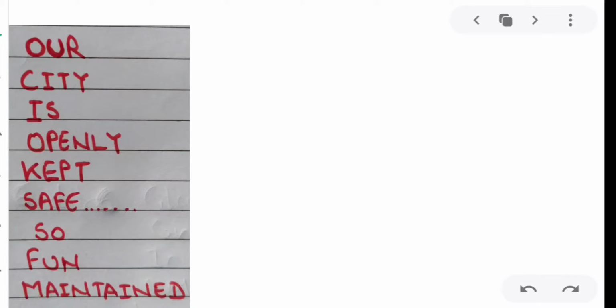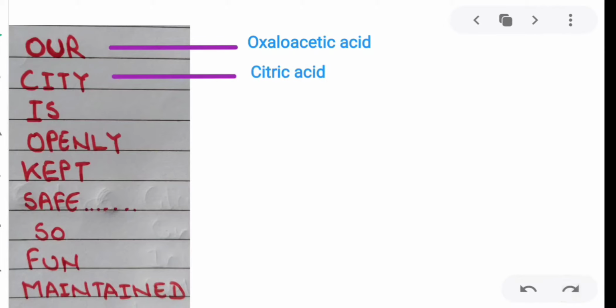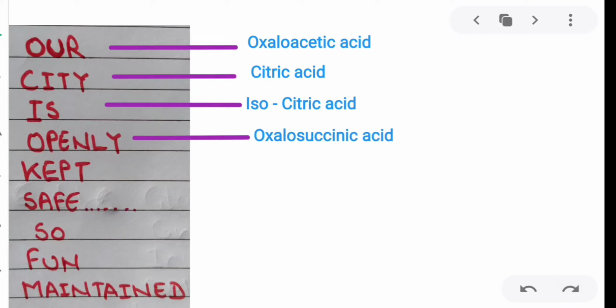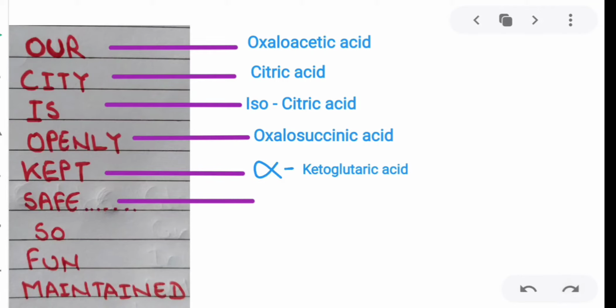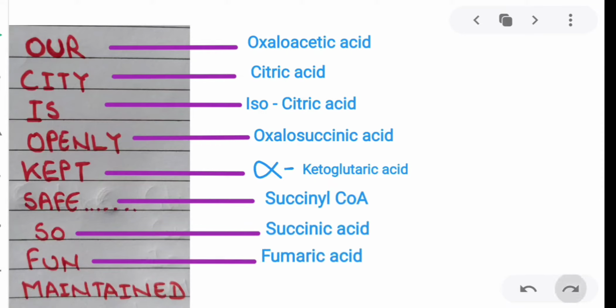The compounds assigned to this are: for our, oxaloacetic acid; for city, citric acid; for is, isocitric acid; for openly, oxalosuccinic acid; for kept, alpha ketoglutaric acid; for safe, succinyl-CoA; for so, succinic acid; for fun, fumaric acid; for maintained, malic acid. So our city is openly kept safe, so fun maintained. These are the main substrates or intermediates of the Krebs cycle.